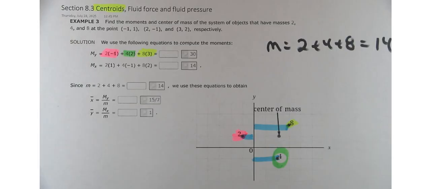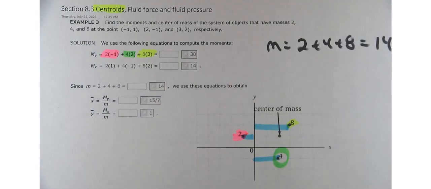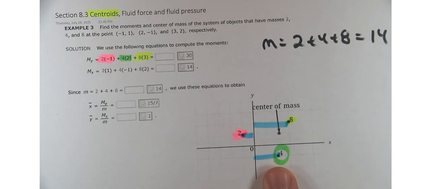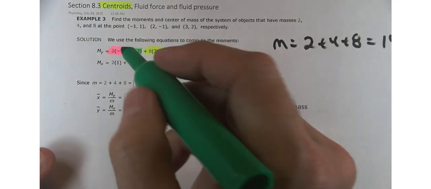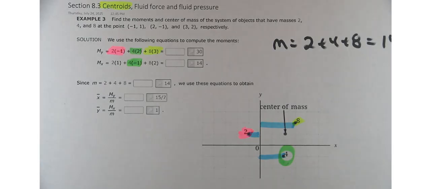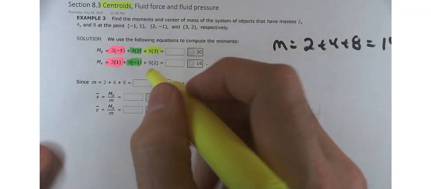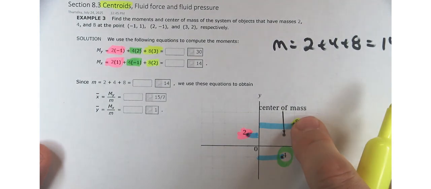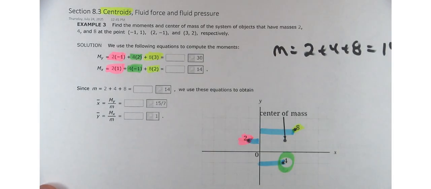You can play the same game for the x-axis. What's that rotational force around the x-axis? This time, since 4 is below the x-axis, a distance of 1 away, its rotational force is going to be negative 1 times that 4. Likewise, over here, the rotational force of this is just going to be 2 times 1. You're 1 above the x-axis. And last but not least, this point is 2 above the x-axis, and it's going to rotate with a force of 8 times 2.